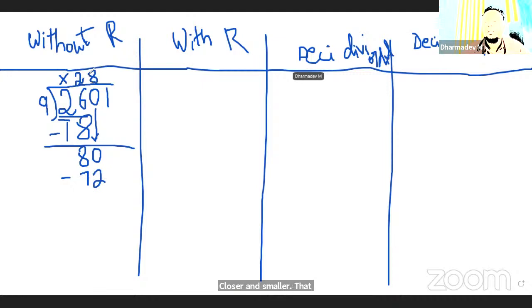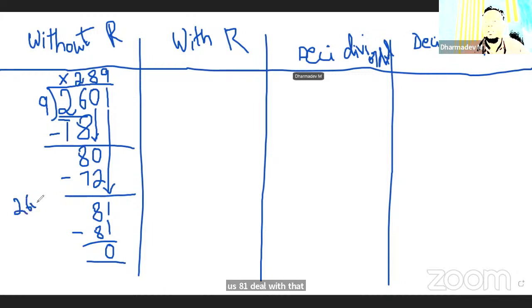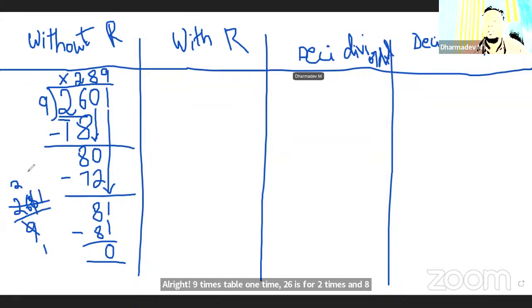Yes, it was 8. Subtracting, I get 8 and bring down the 1. It's 81 minus 81, which is in the 9 times table, 81. So 81 minus 81 is 0. Are you clear with that? The same thing in simplification: 2601 divided by 9. 9 times table, 1 time; 26 is for 2 times, and 8 carry over here, 80, that is also for 8 times, and take that 8 and write over here, 81, and that is 9. The answer is 289.